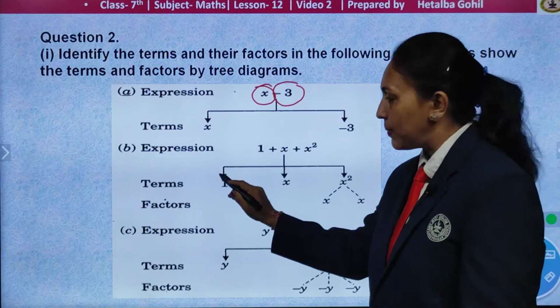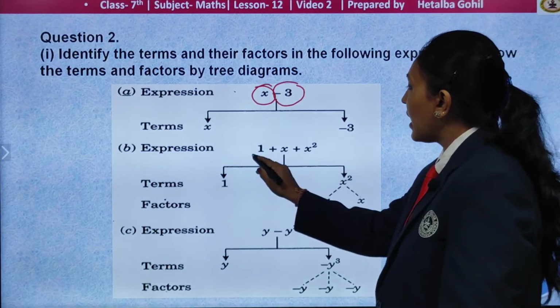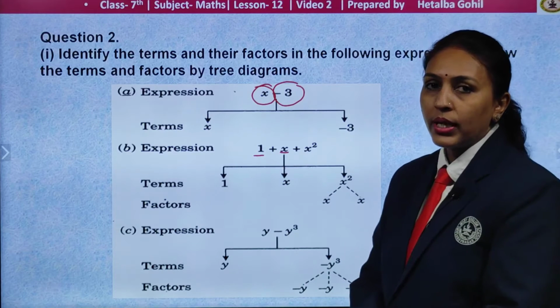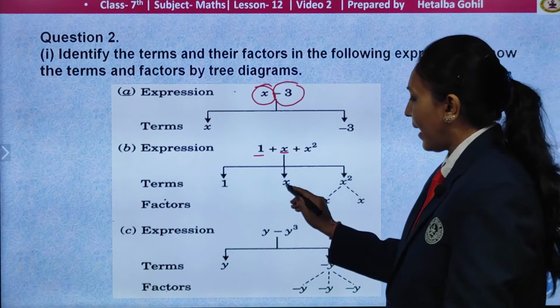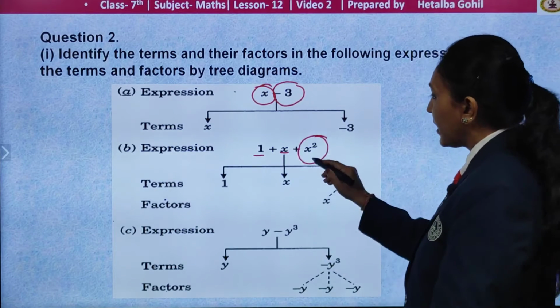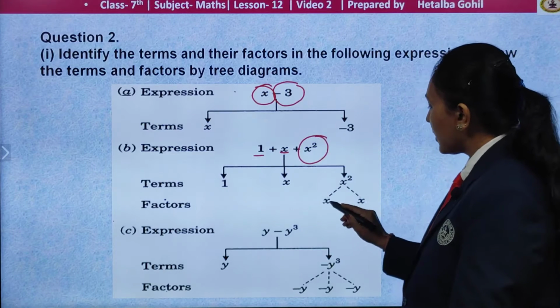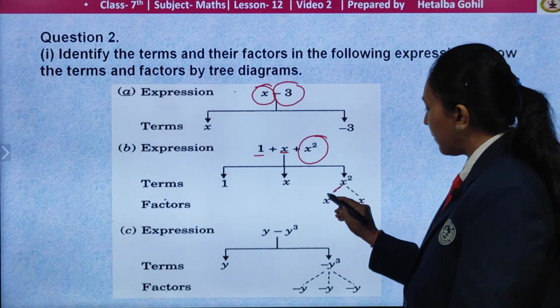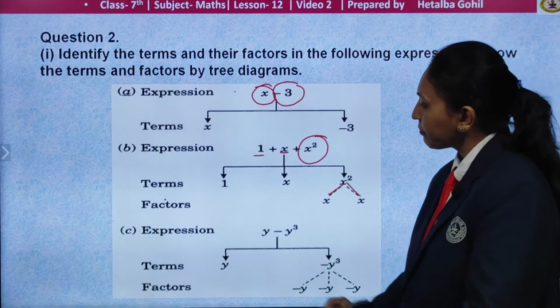Now second, we have 1 plus x square. It has 3 terms, that are 1, x and x square. These are single terms here, so it does not have any other factor except itself. So 1 and x as it is. But yes, x square has the factors, that is x raised to 2. That means x is multiplied twice. So x into x. You can see I have made a mark here, x into x.